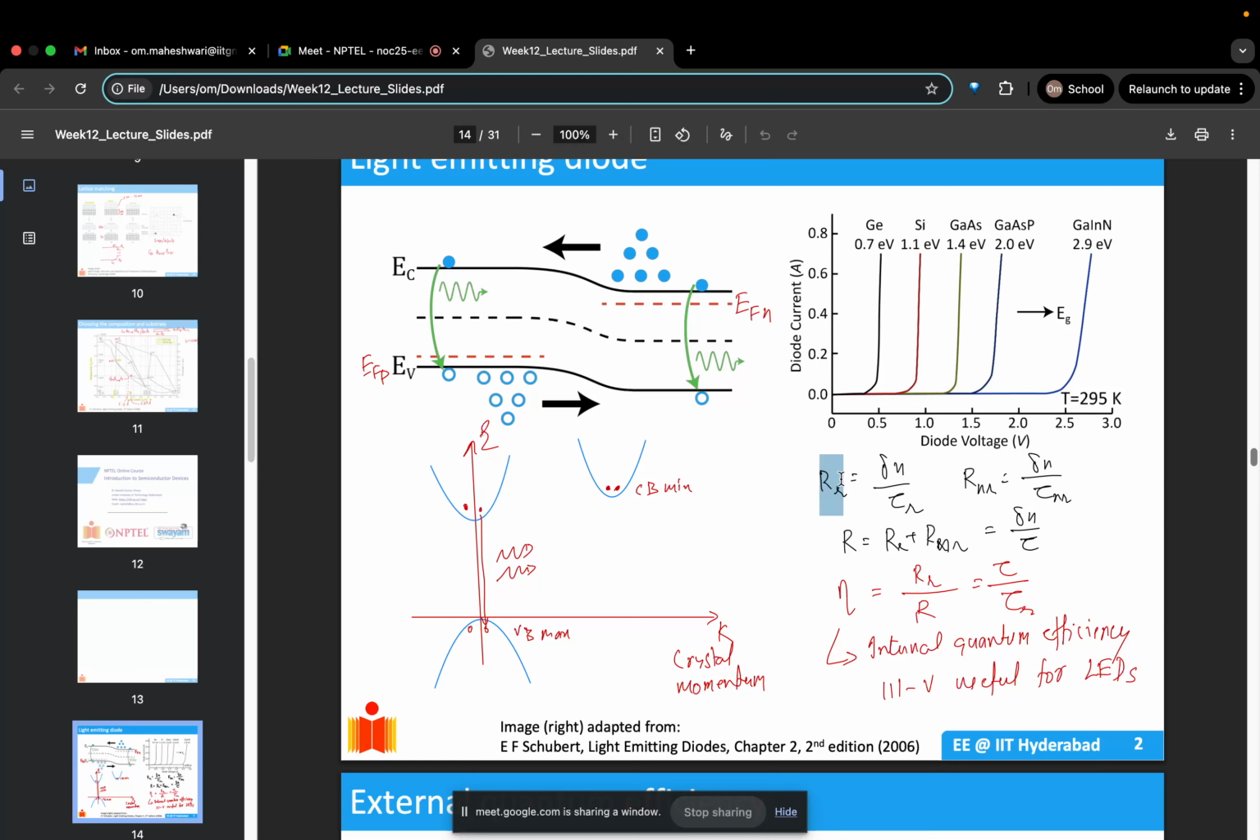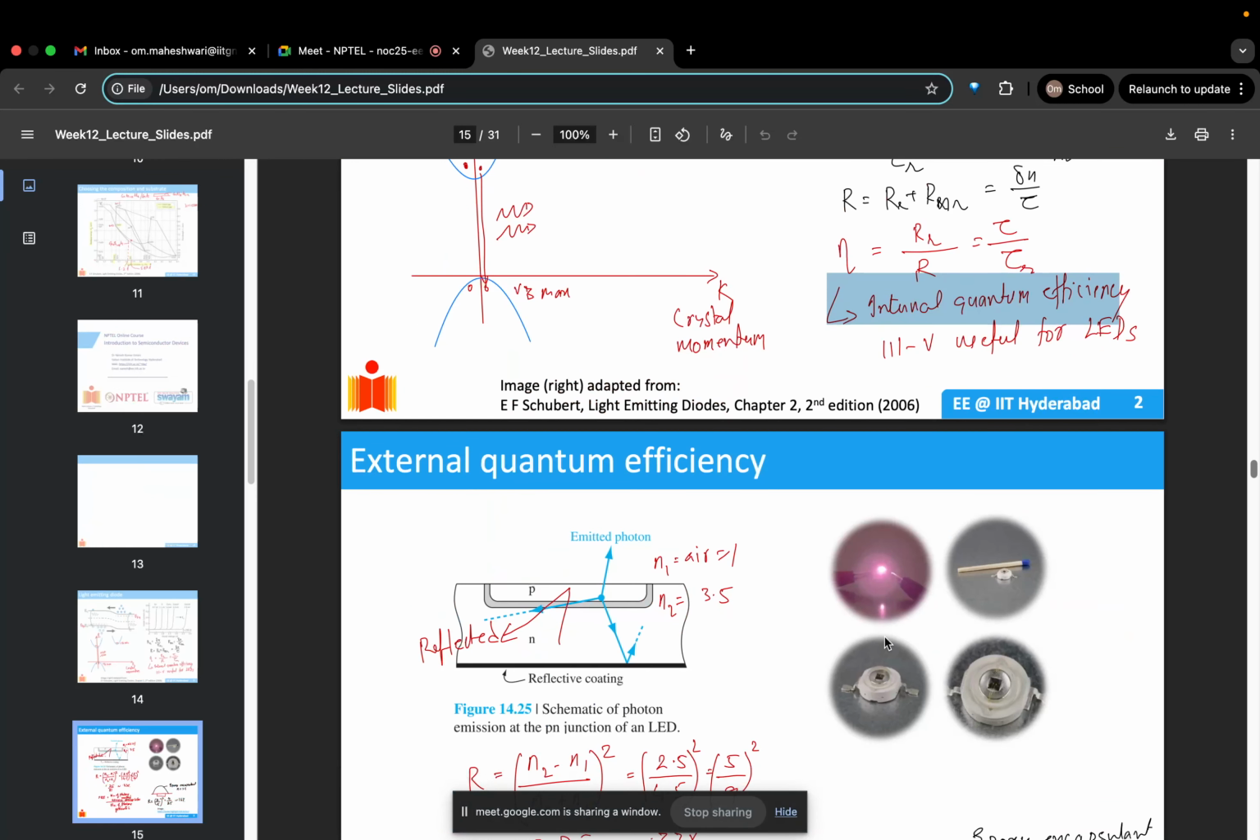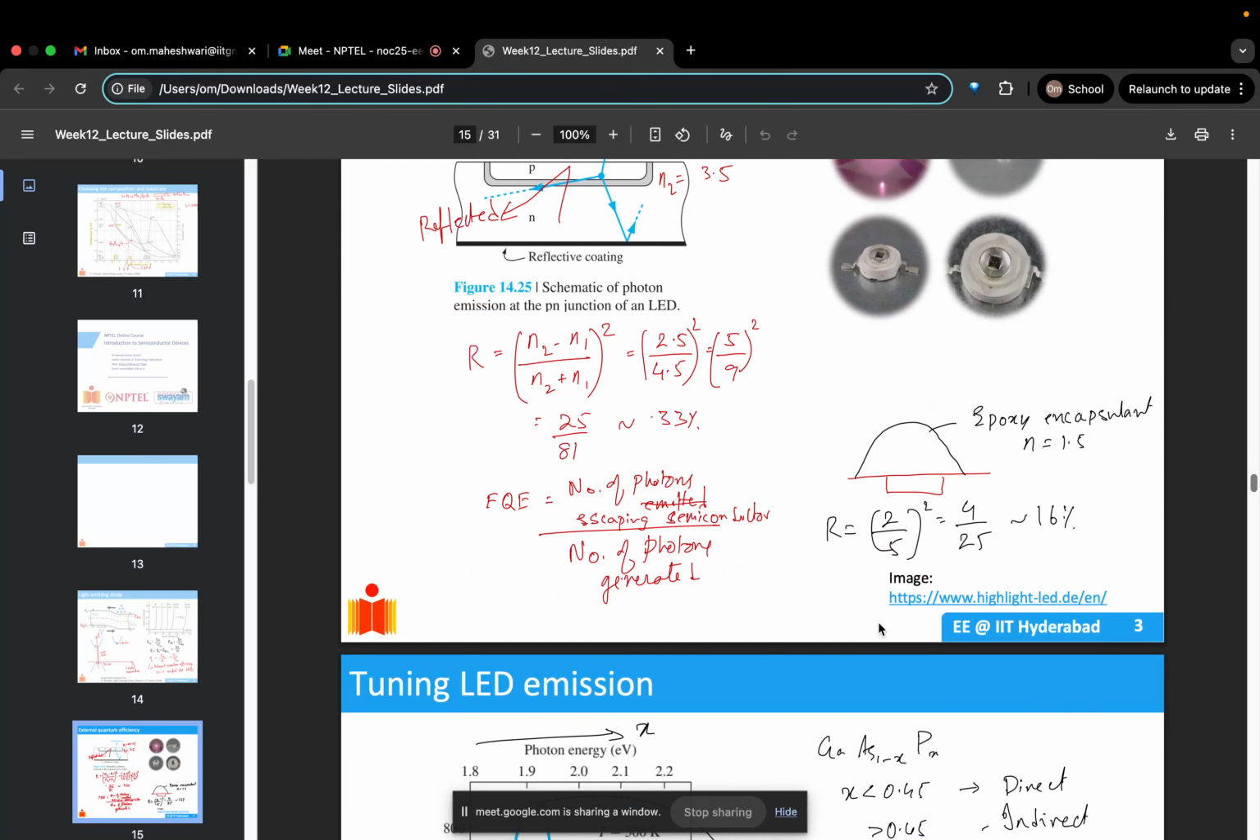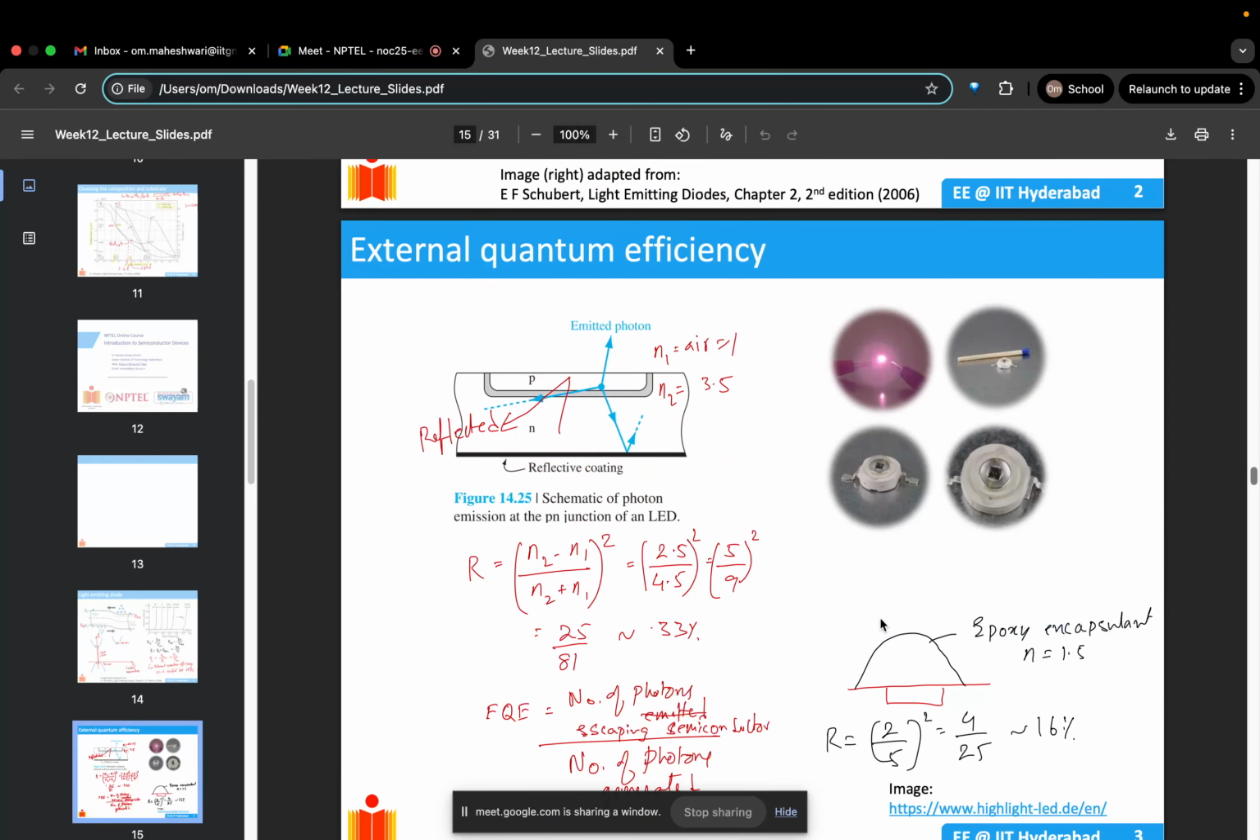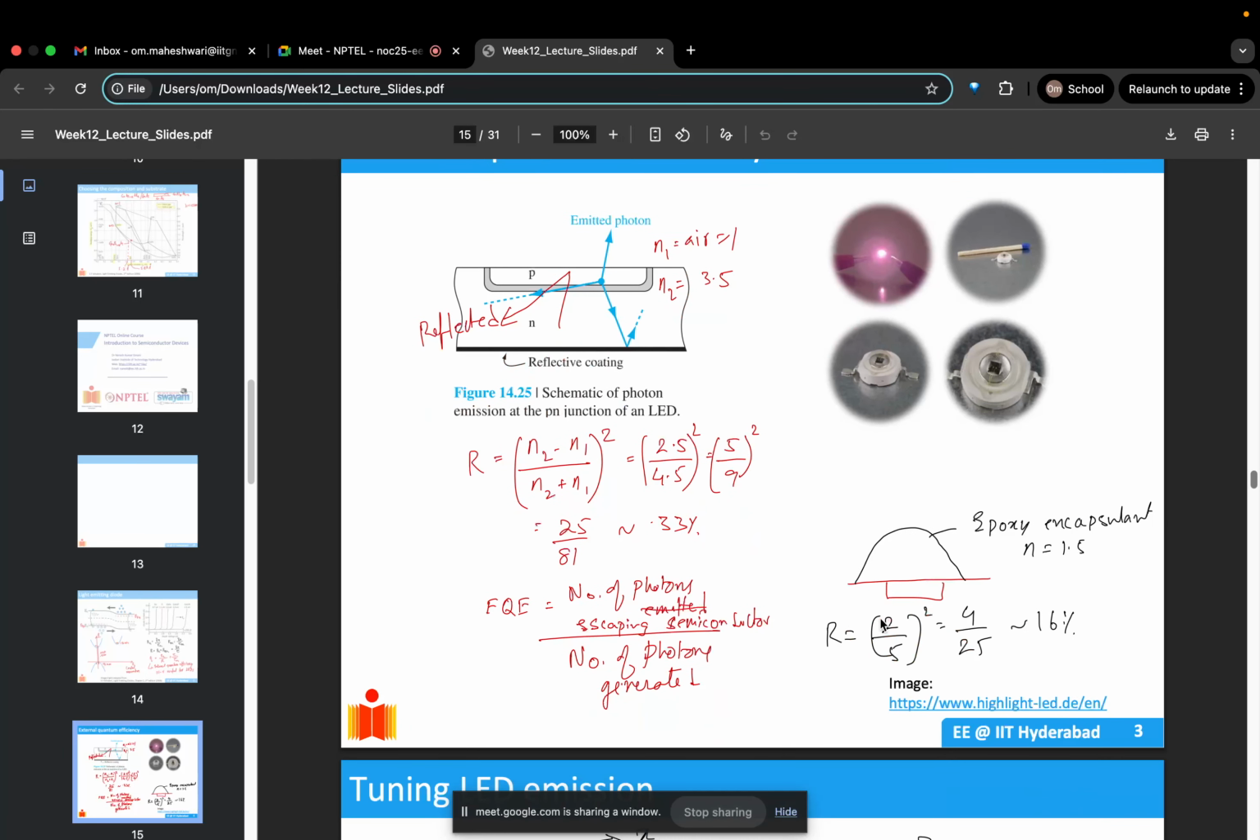This is the rate of radiative recombination, rate of non-radiative recombination, total rate. So efficiency is radiative recombination by total rate, which is tau by tau r. This is the internal quantum efficiency. And this is the external quantum efficiency: number of photons escaping the semiconductor by number of photons generated.